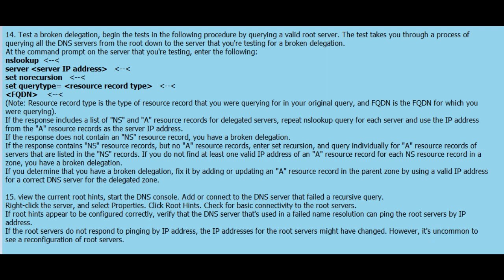Check for basic connectivity to the root servers. If root hints appear to be configured correctly, verify that the DNS server that's used in a failed name resolution can ping the root servers by IP address. If the root servers do not respond to pinging by IP address, the IP addresses for the root servers might have changed. However, it's uncommon to see a reconfiguration of root servers.